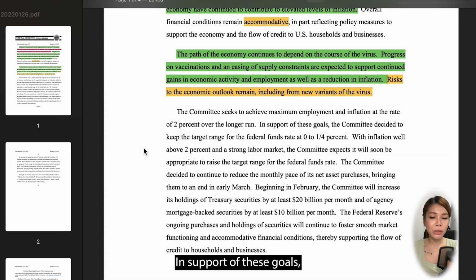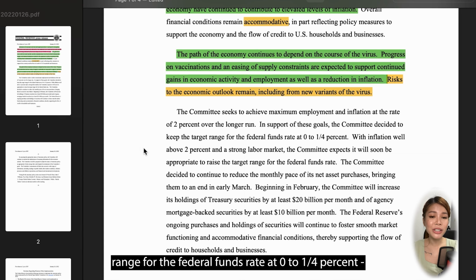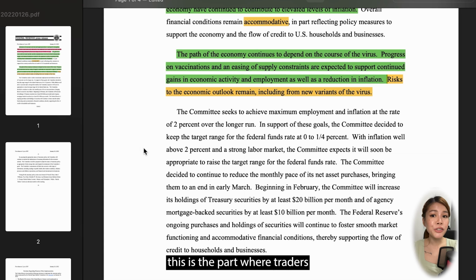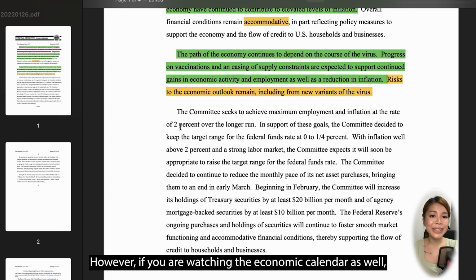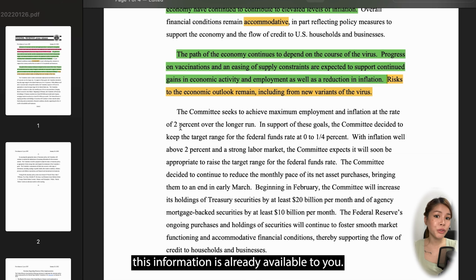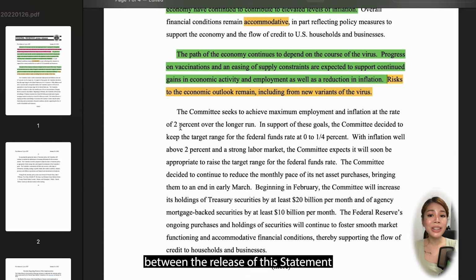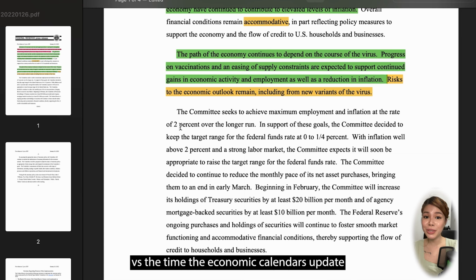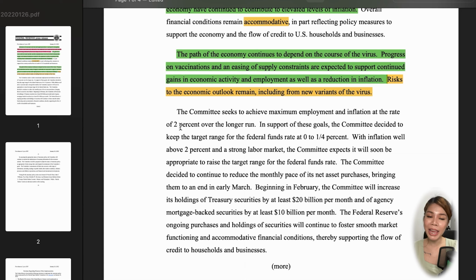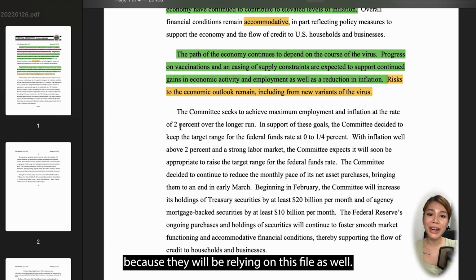In support of these goals, the committee decided to keep the target range for the federal funds rate at 0 to 0.25%. This is the part where traders look first in the rate statement. However, if you are watching the economic calendar as well, this information is already available to you. Just keep in mind that there is a slight delay between the release of this statement versus the time the economic calendars update, because they will be relying on this file as well.